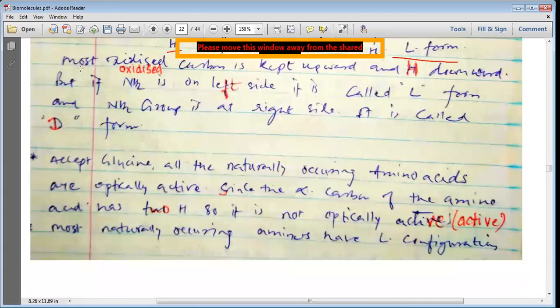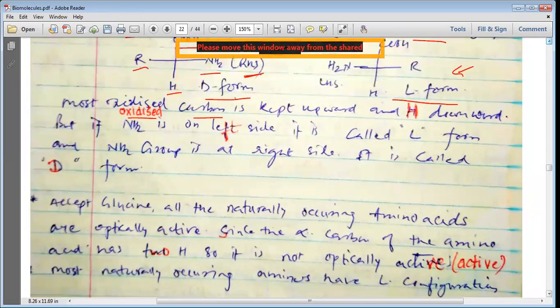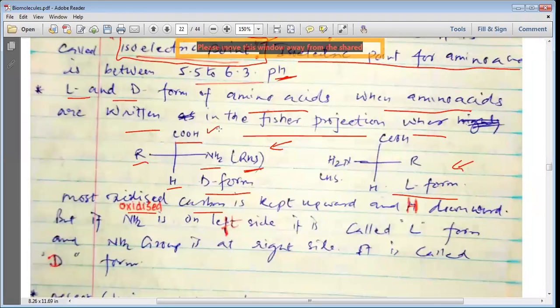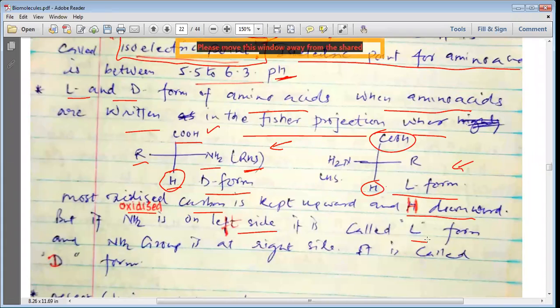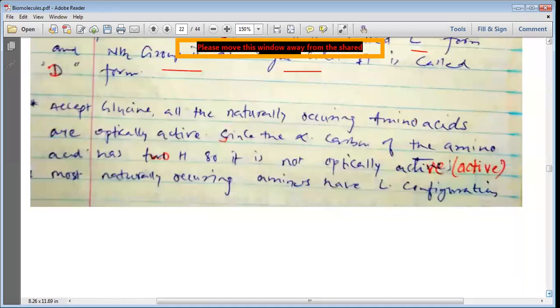Most oxidized carbon is kept upward. You can see that the most oxidized carbon, that is present in the COOH group, is kept upward, and hydrogen downward. You can see in both cases we have put hydrogen downward and COOH upward. But if NH2 is on the left side, it is called the L form, and if the NH2 group is on the right side, we call it the capital D form. This is how we understand.